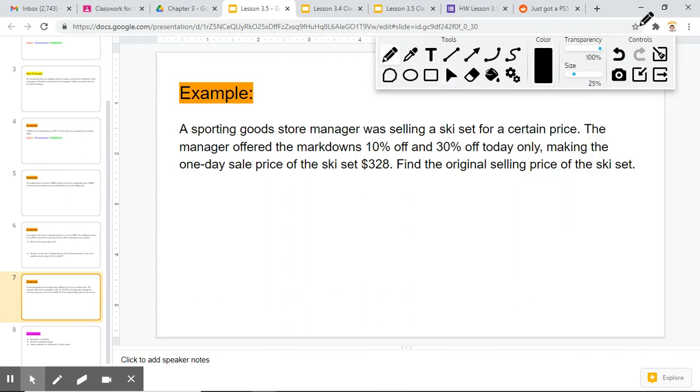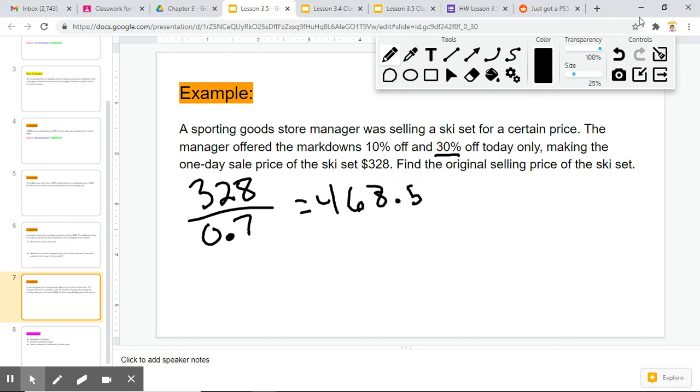So let's start off with this. The original markdown here was a 10% off. So let's start with that. Or actually, no, we need to start with the 30% first, sorry, because that one happened second. So 328 is 30% off of the original cost here, or it is only 70% of the original cost. So to find this out here, we're going to need to divide 328 by 0.7. 328 divided by 0.7 would give us 468.57. And this is how much it cost after being marked down 30%.